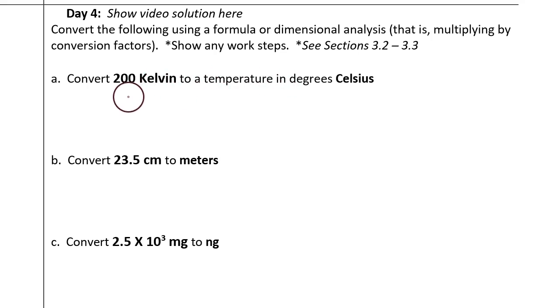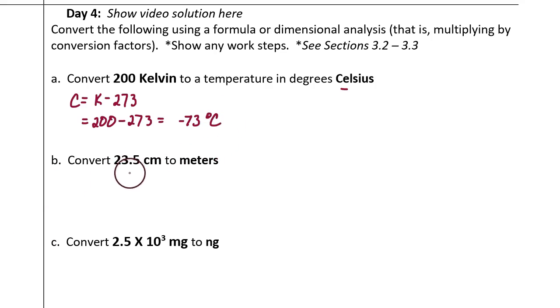Question A, convert 200 Kelvin to a temperature in degrees Celsius. To do temperature conversion, it uses a formula. We're asked to find an answer in Celsius. So the formula is C equals K minus 273. If our known temperature is 200 Kelvin, then we need to substitute 200 in place of the K. Then do the subtraction. This is negative 73 degrees Celsius.